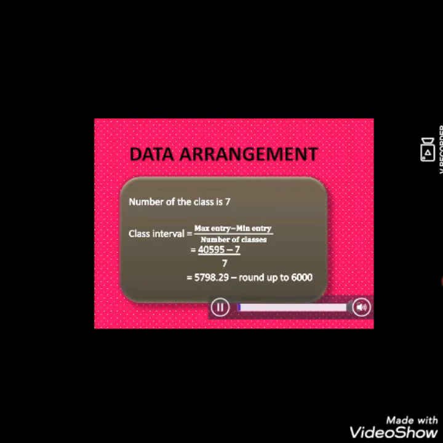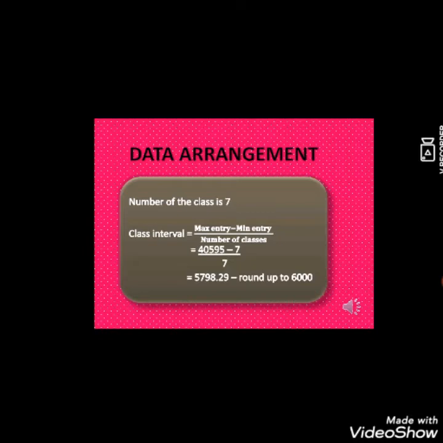Now, I would like to explain about the data arrangement. The data represents the number of Malaysian graduates by employment status according to residential state in 2018. By using that data, we identify the number of classes is 7.